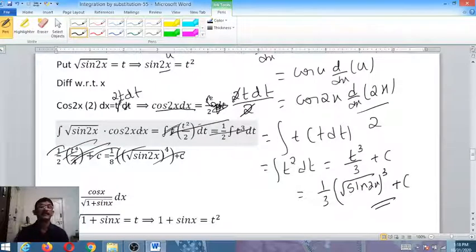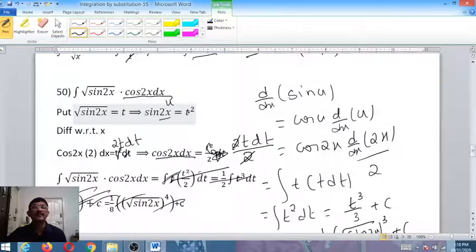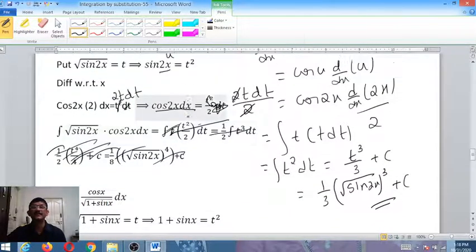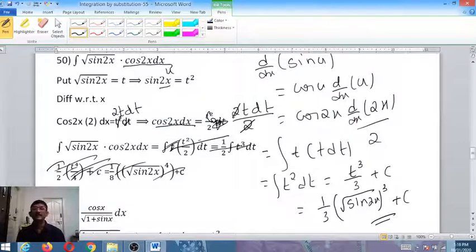Is it clear? Once again I will explain. Root of sin 2x is t. Squaring both the sides, sin 2x equals t square. The derivative of sin 2x is cos 2x into 2 dx, equals the derivative of t square, which is 2t dt. So cos 2x dx will be, the 2 comes to the denominator, 2t dt by 2, the 2 gets cancelled, t dt. So cos 2x dx in the numerator becomes t into t dt, t into t square. Integral of t square is t cube by 3. So 1 by 3 into t, that is, root of sin 2x whole cube.